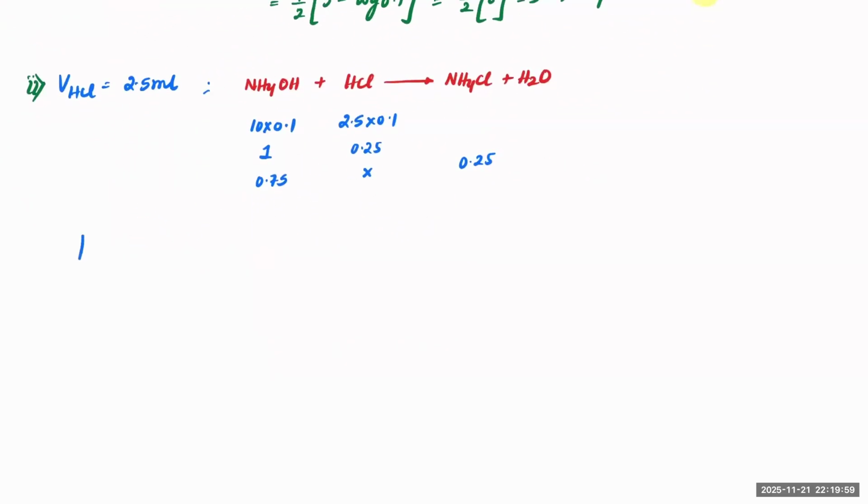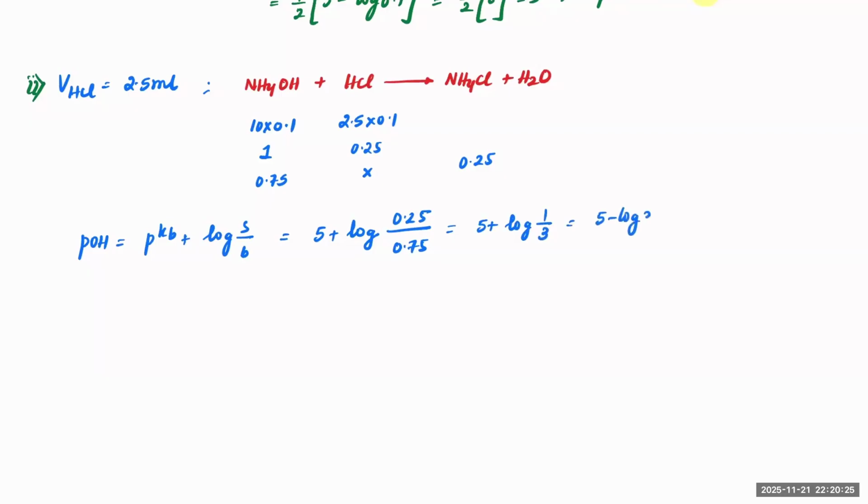Now how do we calculate the pOH? So pOH is equal to pKb plus log of salt by base concentration. Buffer formula. So pKb value is 5 plus log of salt. Salt is 0.25 and base 0.75. So which is 5 plus log of 1 by 3. Okay, so which is 5 minus log 3. Correct? So it is 5 minus log 3. So that is equal to 4.52.